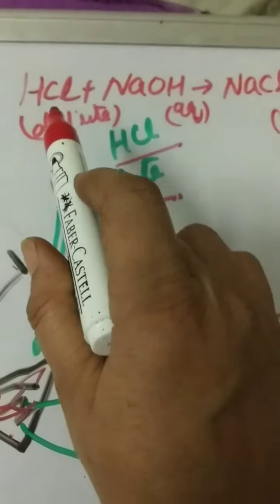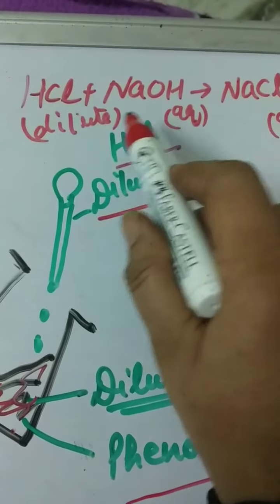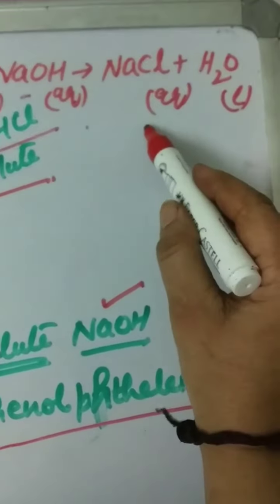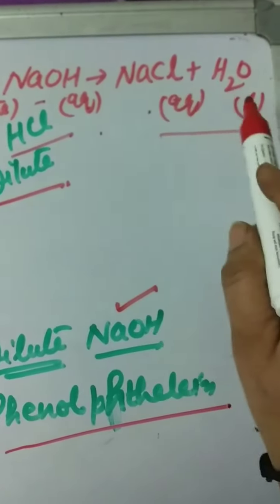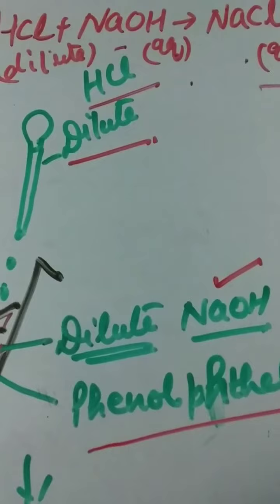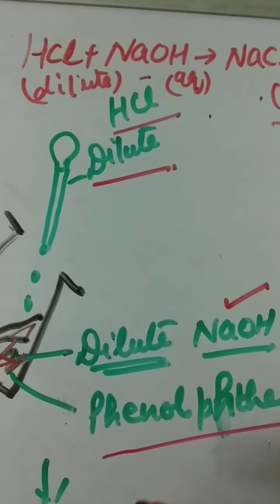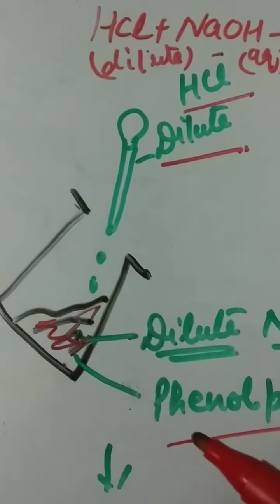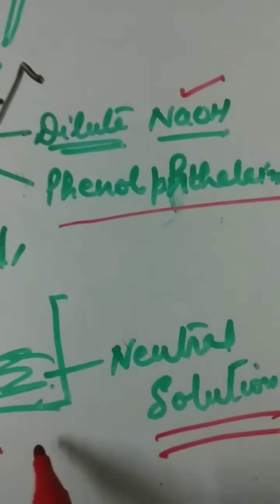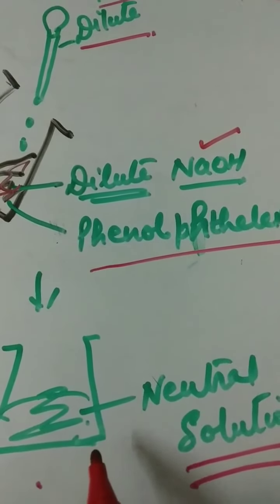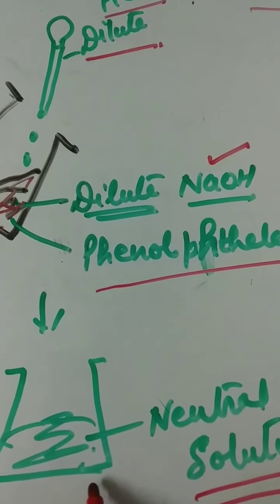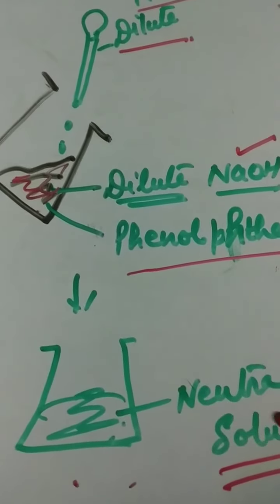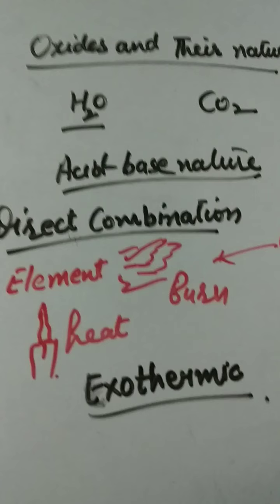In this reaction, when hydrochloric acid in dilute form reacts with sodium hydroxide in aqueous form, they form salt and water, sodium chloride and water. So this reaction is a neutralization reaction. The pink color vanishes after adding acid and we get a solution which is colorless, and its nature is neutral. So this one activity showed the neutralization reaction.